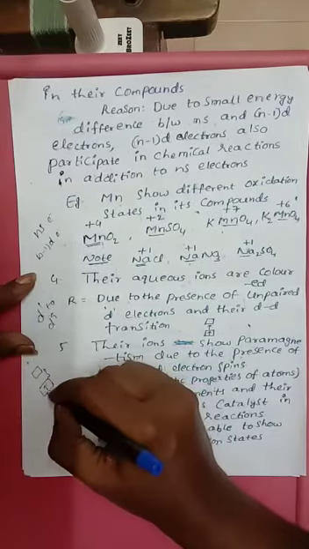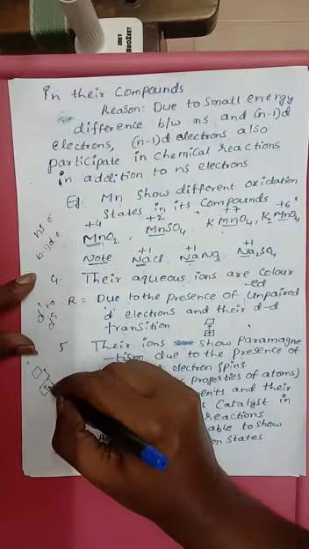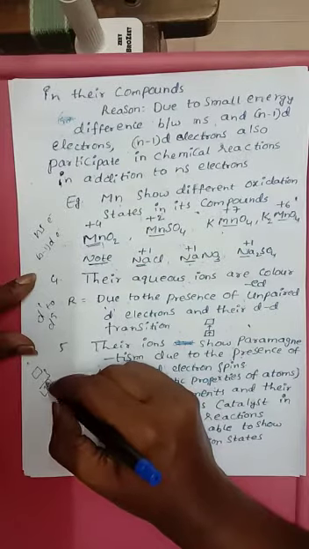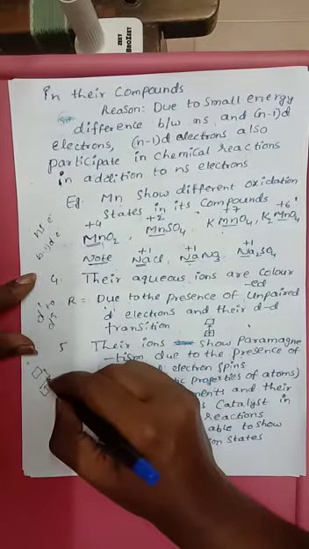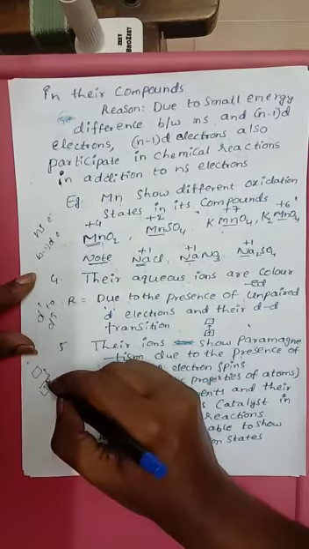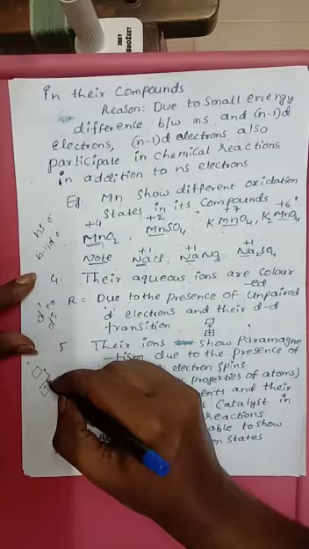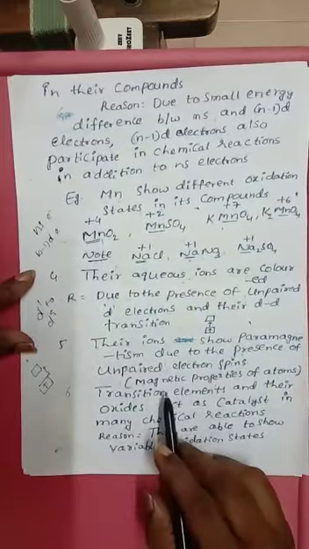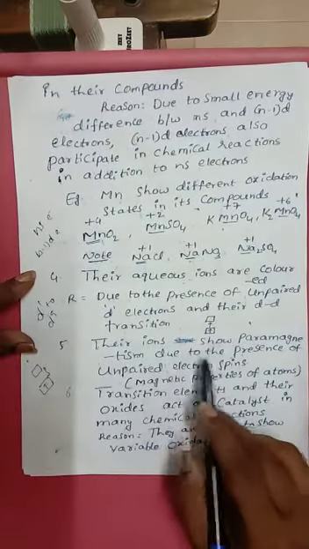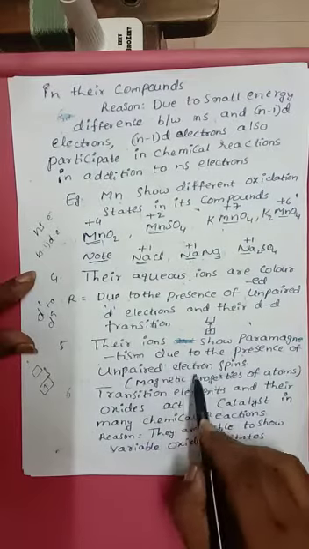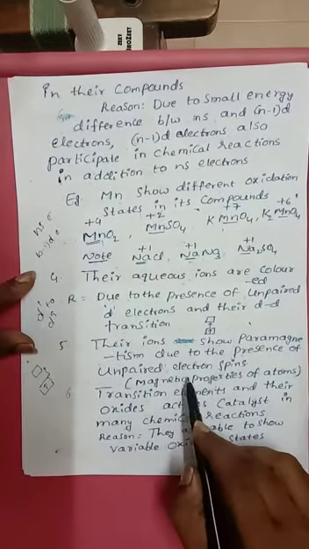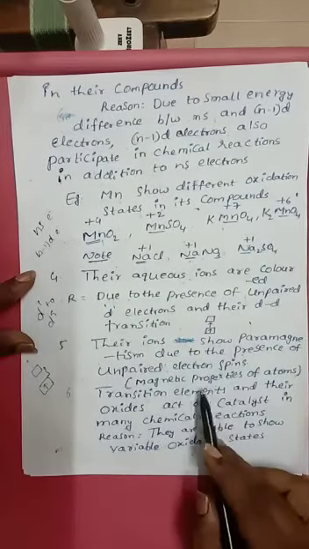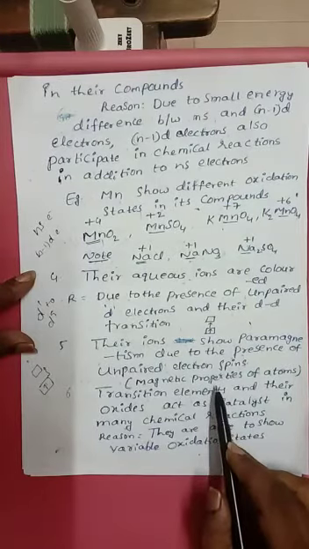So when white light is allowed to fall on the solution, what happens? This electron absorbs the photon whose energy is equal to this energy difference. Remaining light photons are transmitted. The color of the transmitted light is equal to the color of the solution. That is the reason. Now, their ions show paramagnetism due to the presence of unpaired electron spins. Already we have discussed this in magnetic properties of atoms. Already I sent you this video lecture also. Just you have to read it.